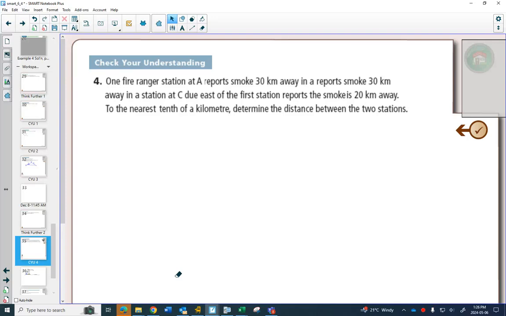One fire ranger at Station A reports smoke 30 kilometers away. Looks like words are missing here. Yes, I'm missing words, but you have all the words in your question, right? In a direction of east, 30 degrees north. So we've got Station A.